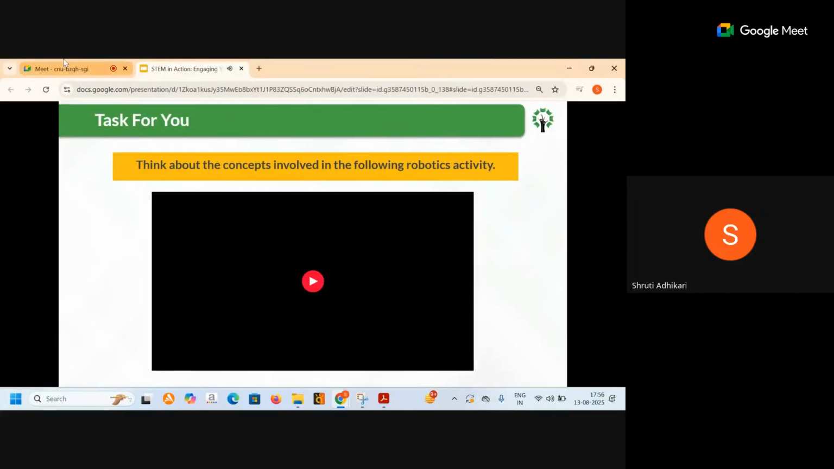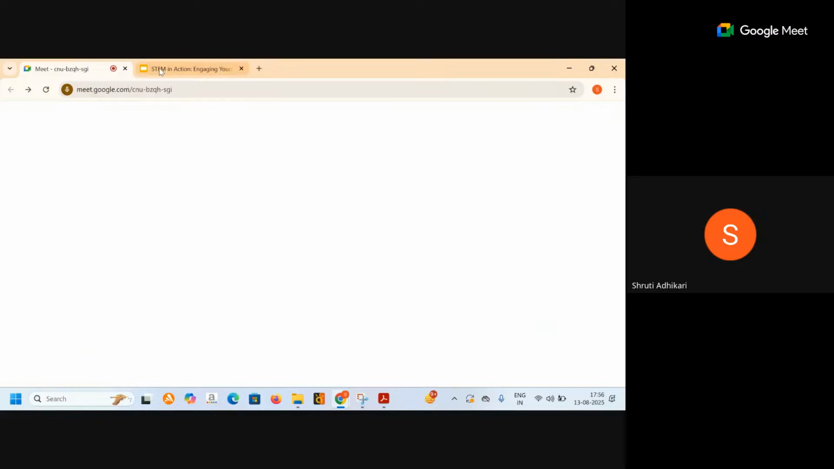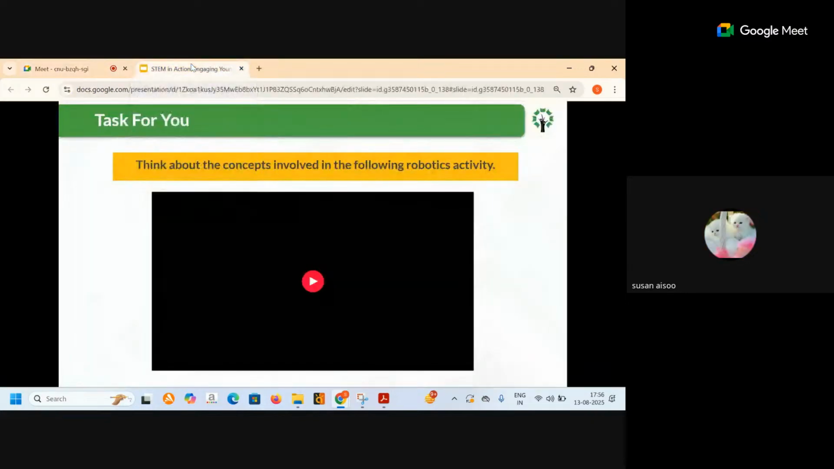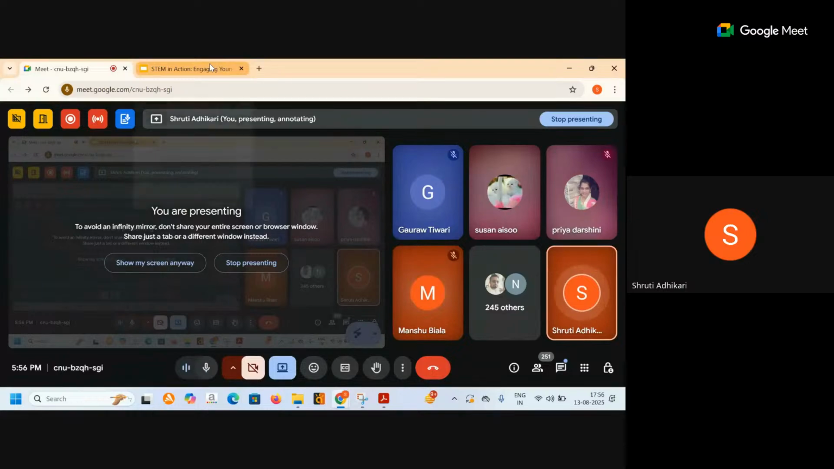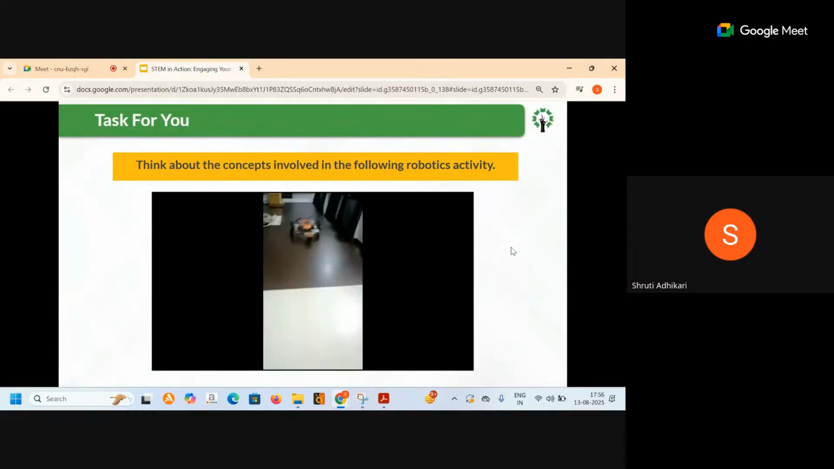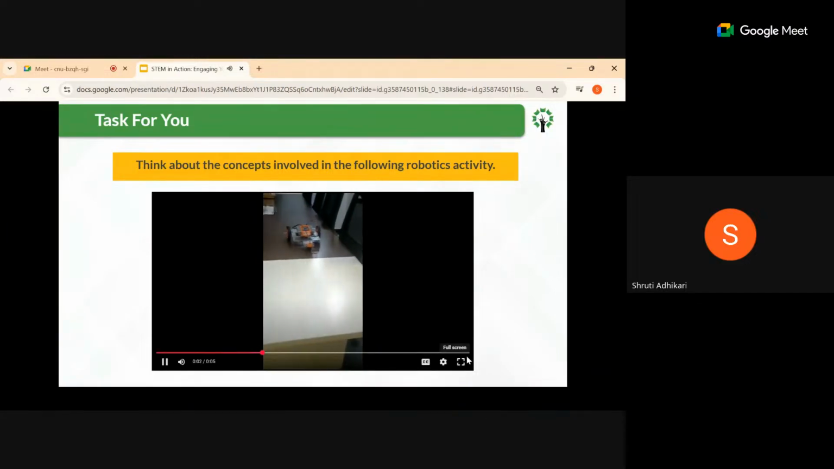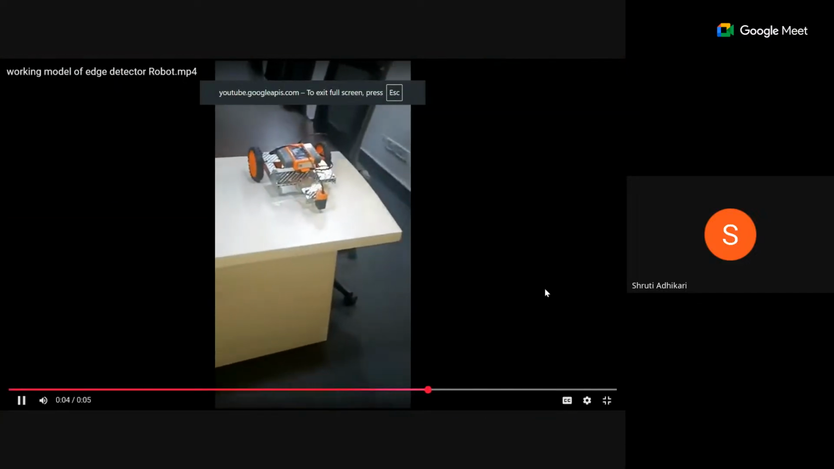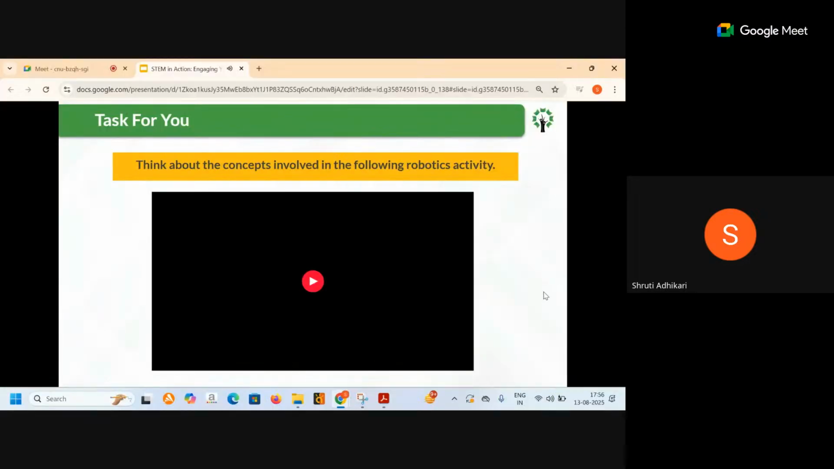So what is the observation on this video? Edge detection. Yeah, so that is edge detection, right? Once it detects the edges, it changes its direction. I'll show it again. See, once it is detecting the edges, it's changing the direction. So there are so many activities on robotics. This is just one example, but there are other activities as well.